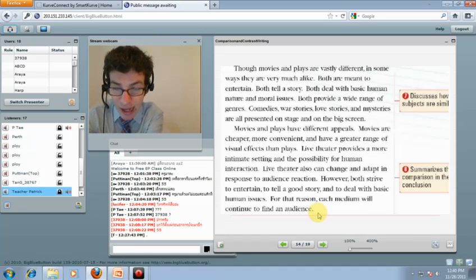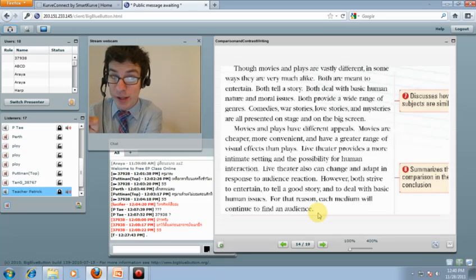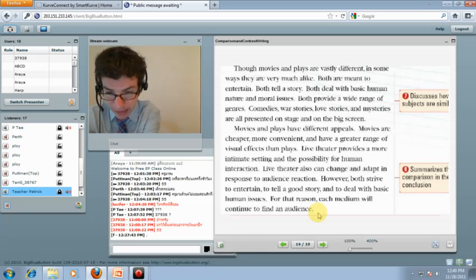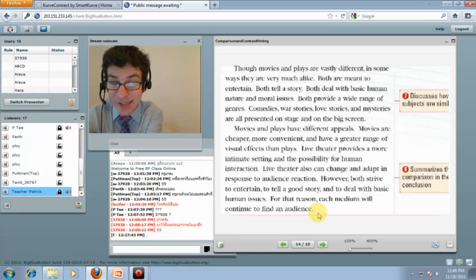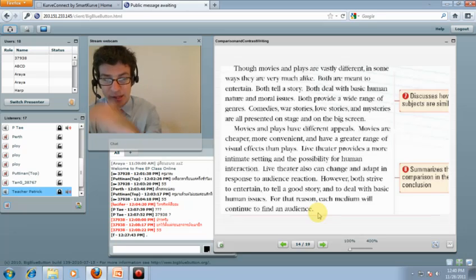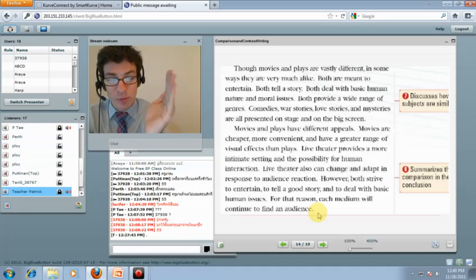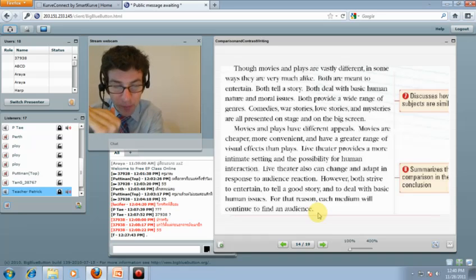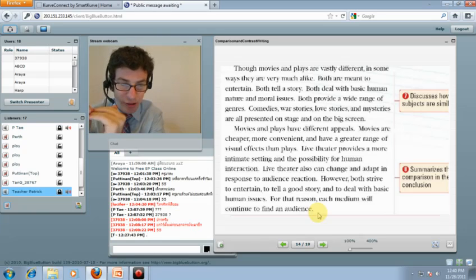Next sentence. Live theater provides a more intimate setting and the possibility for human interaction. In one sentence, we have said what we've said about plays. It's going to continue. Live theater can change and adapt in response to audience reaction. Again, we're already saying what we've said about plays. Now, we restated what we said. Here's what we said about movies. Here's what we said about plays. And then we go into our point. However, both strive to entertain, to tell a good story, to deal with basic human issues. For that reason, each medium will continue to find an audience.